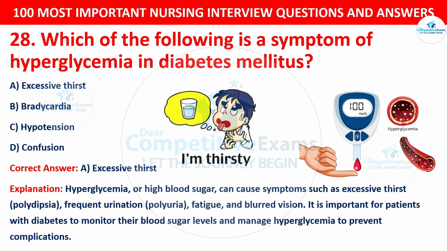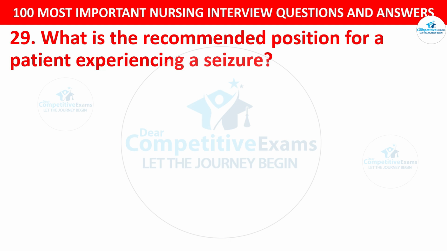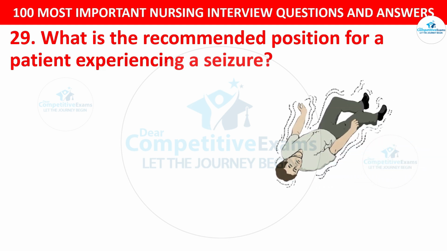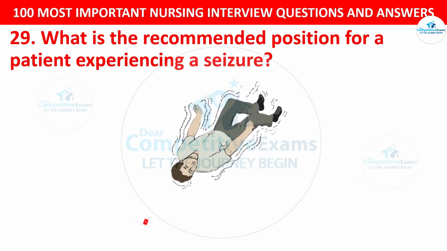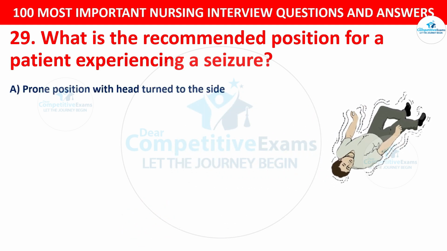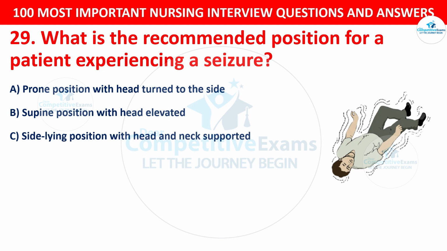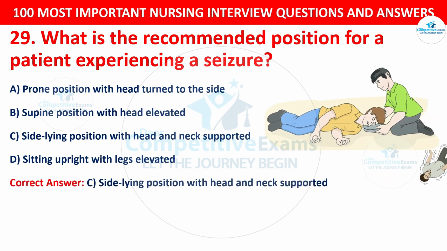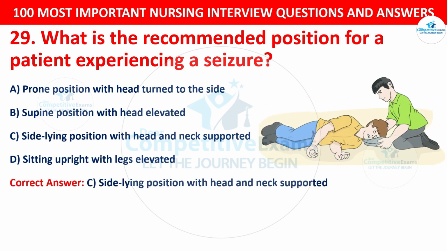Question number 29. What is the recommended position for a patient experiencing a seizure? Your options are prone position with head turned to the side, supine position with head elevated, side lying position with head and neck supported, or sitting upright with legs elevated. Correct answer is C, that is side lying position with head and neck supported.